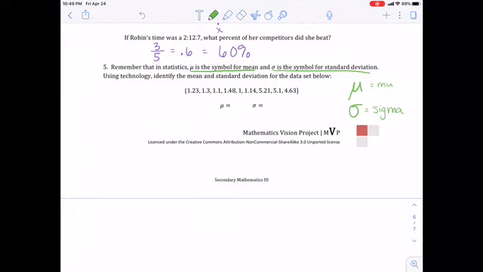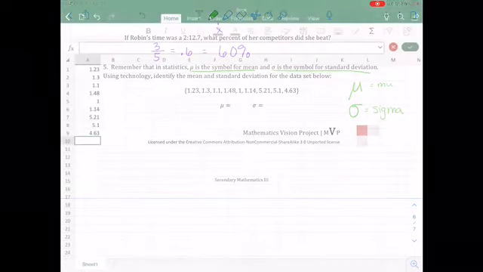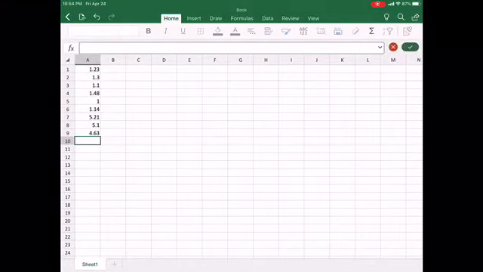So typically I would do this on my calculator, but since I don't have one, I'm going to go ahead and open an Excel document. Here I am in Excel, and I've already pre-typed these data points for you. So we're going to go ahead and have Excel find for us the average and the standard deviation.